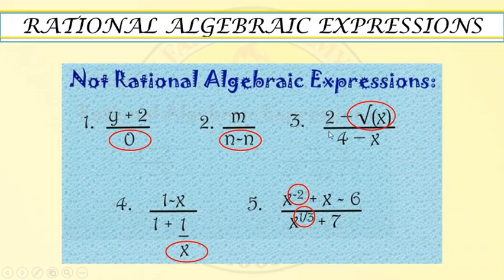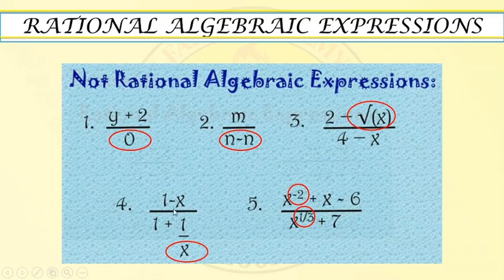Okay, next example number 3, 2 minus square root of x over 4 minus x. Okay, so dito meron tayong radical sign. Nasa loob niya or radicand niya si x, si variable x natin. Di ba? Ano ba yung rule kanina? No variable in the radical sign. Okay, so wala dapat variable sa ating radicand. Ayan. So, ibig sabihin, hindi yan rational algebraic expression.